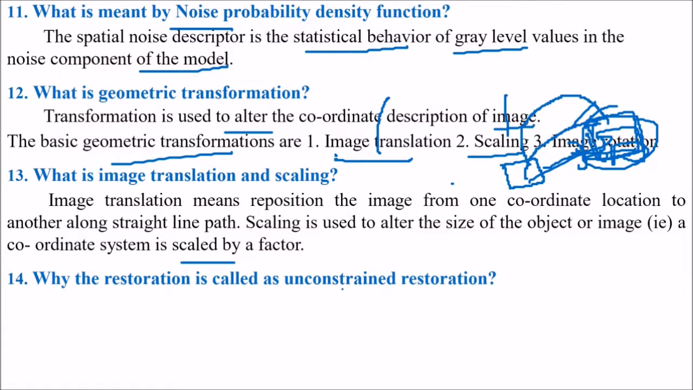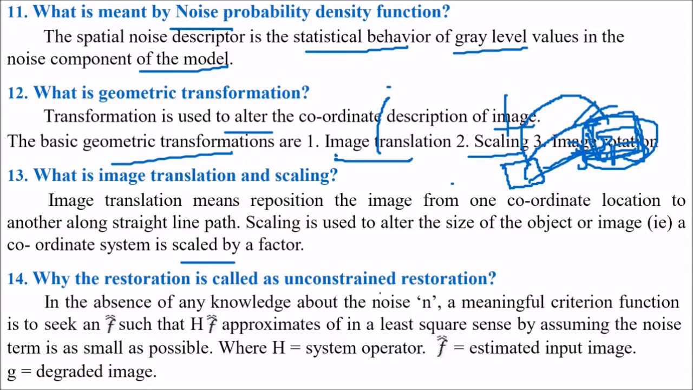Why is the restoration called an unconstrained restoration? The restoration is called unconstrained restoration because, in the absence of any knowledge about the noise, that is eta, a meaningful criterion function is to seek this f cap such that H, the linear operator on f cap, approximates g in a least squares sense, by assuming that the noise term is as small as possible, where H is the system operator, f cap is the estimated input image, and g is of course the degraded image.